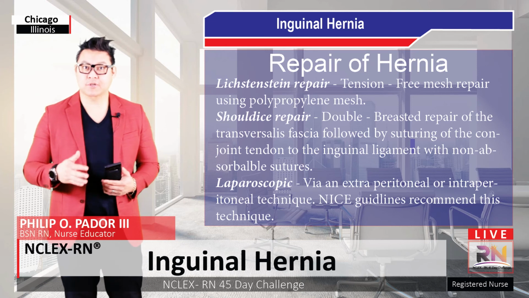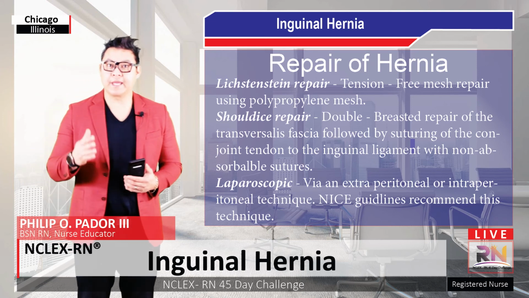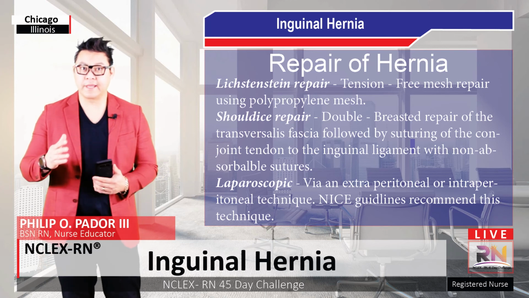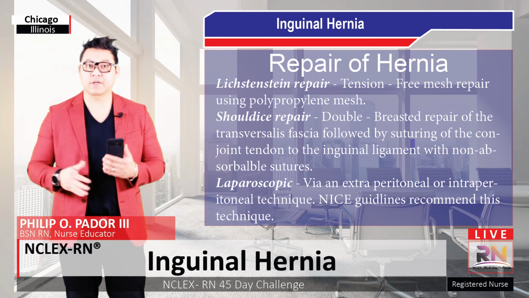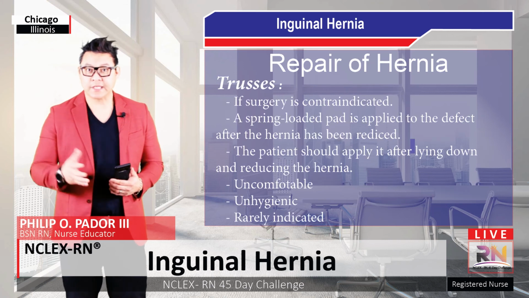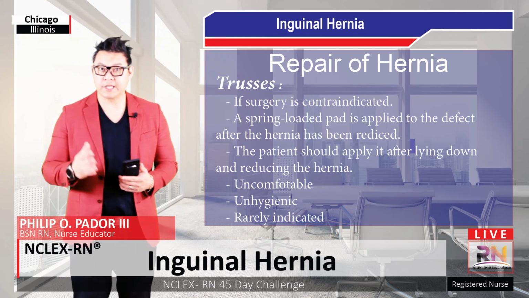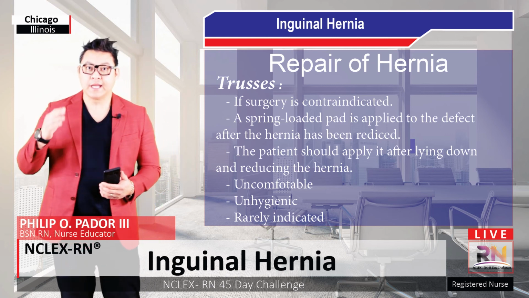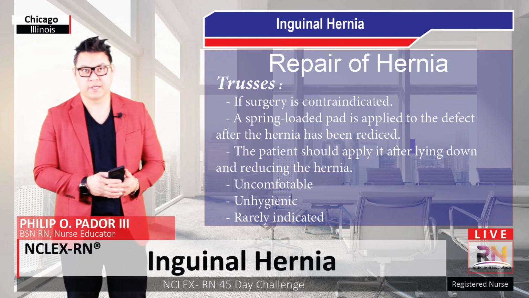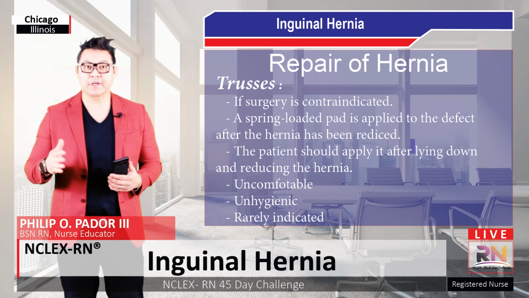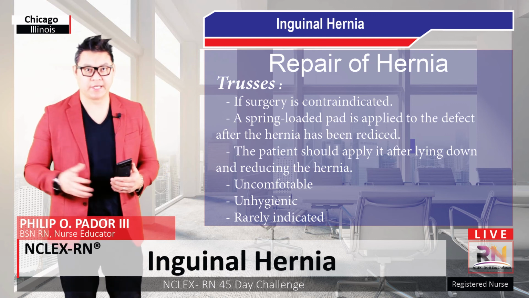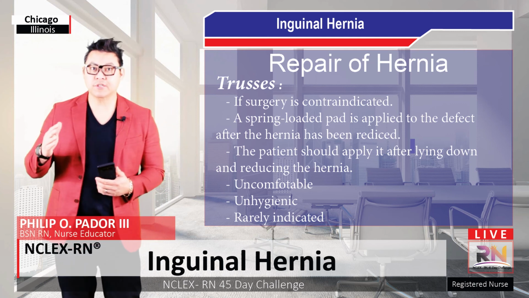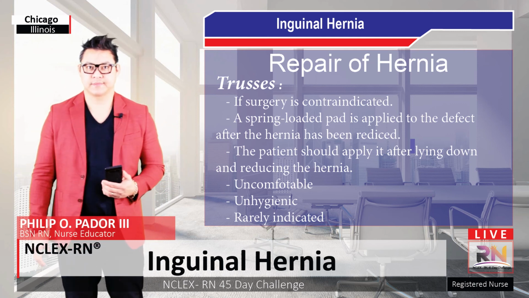Third is laparoscopic repair. This may be by an extraperitoneal or transabdominal approach. NICE guidelines recommend this technique for a bilateral or recurrent inguinal hernia. Trusses may be used if surgery is contraindicated. A spring-loaded pad is applied to the defect after the hernia has been reduced. The patient should apply it after lying down and reducing the hernia. They are uncomfortable and unhygienic. Indications for a truss are rare.